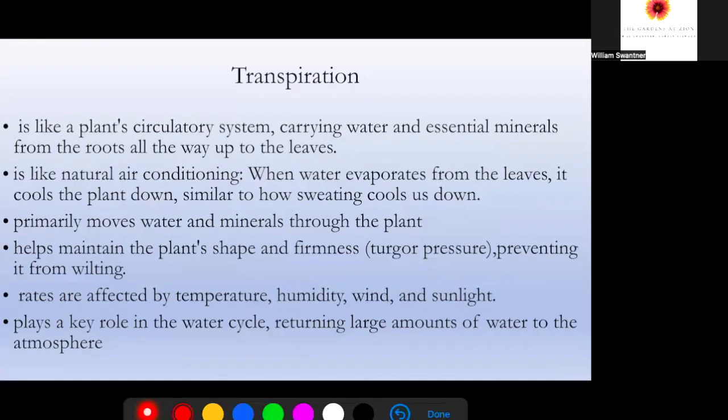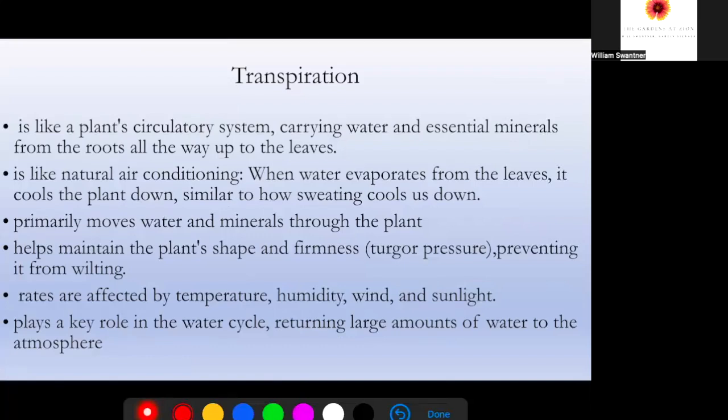Photosynthesis, respiration, transpiration. Transpiration is like the plant's circulatory system that's carrying water and essential elements from the roots up to the leaves. It's like a natural air conditioning. When water evaporates from the leaves, the plant cools down, sort of like us. When we sweat, we cool down. The plant, when it sort of metaphorically sweats, it cools down.